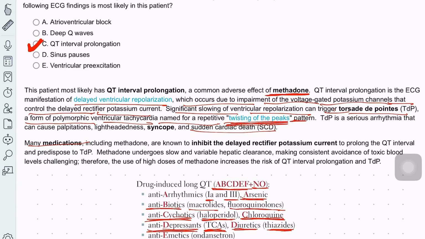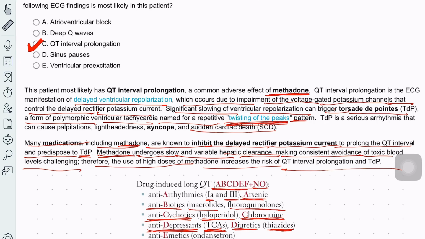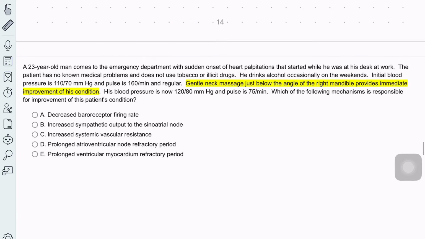Many medications, including methadone, are known to inhibit the delayed rectifier potassium currents to prolong the QT interval and predispose to torsade de pointes. Methadone undergoes slow and variable hepatic clearance, making consistent avoidance of toxic blood levels challenging. Therefore, use of high doses of methadone increases the risk of QT interval prolongation and torsade de pointes. Next question.